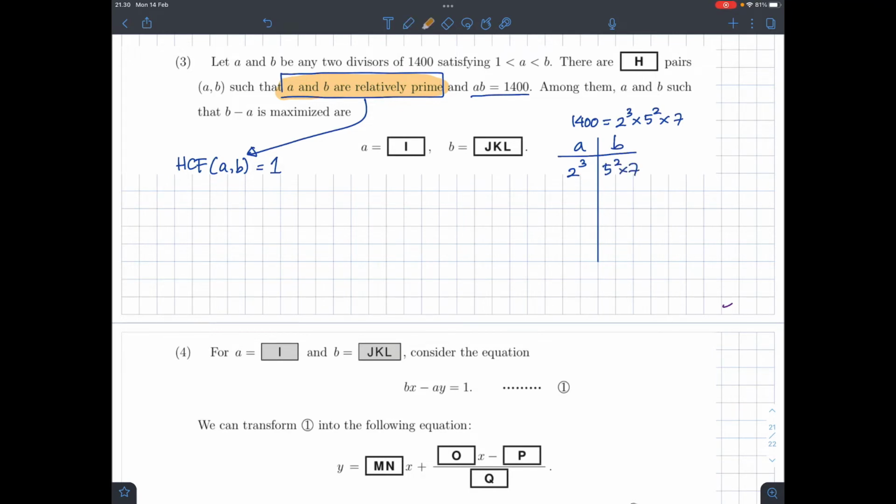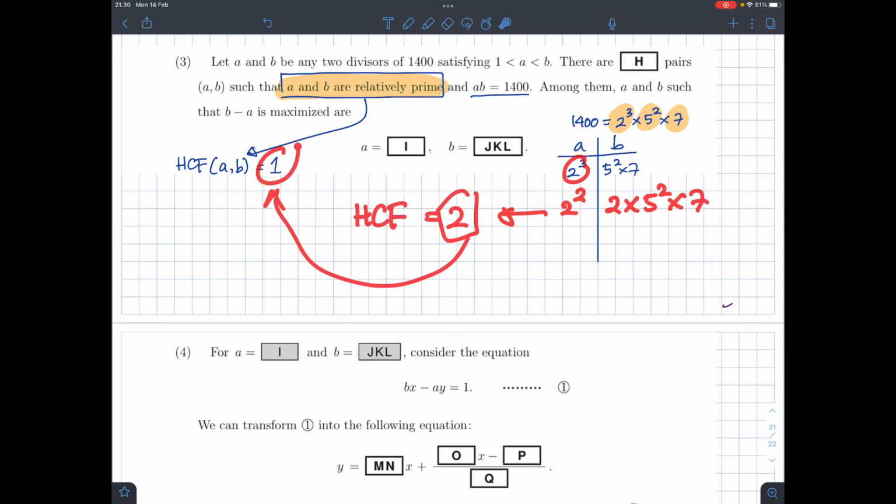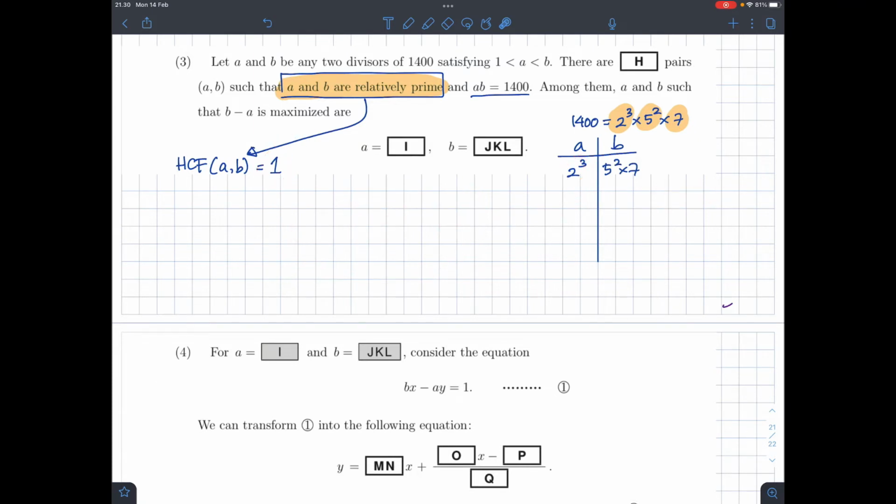We need to separate every factor here. You cannot move 2 like this. You cannot move 2 to the power of 2 and this one another 2 here. If you do like this, the HCF becomes 2. It should be 1, so that A and B will be relatively prime.